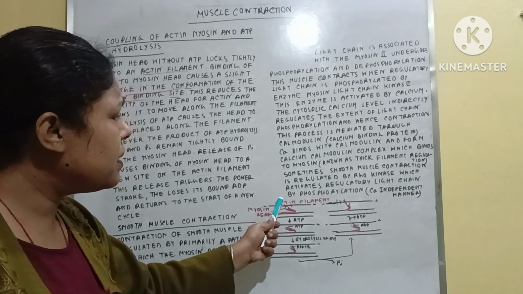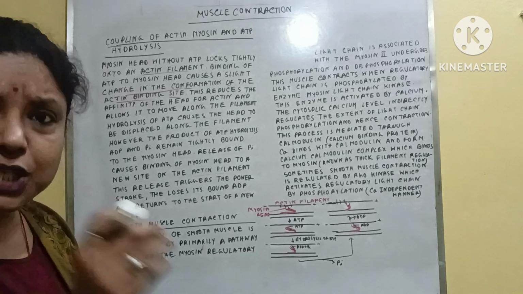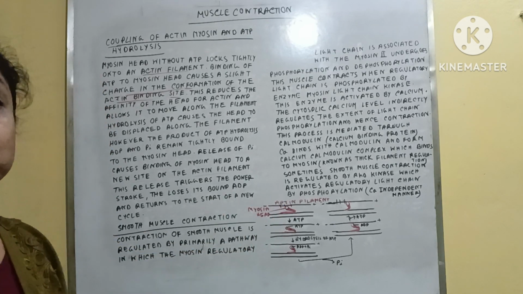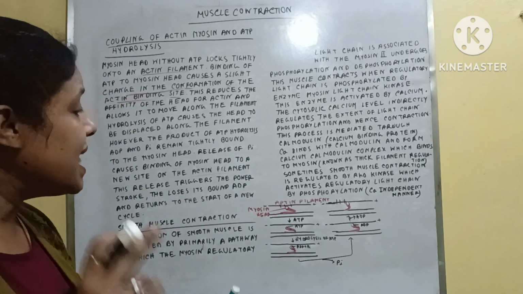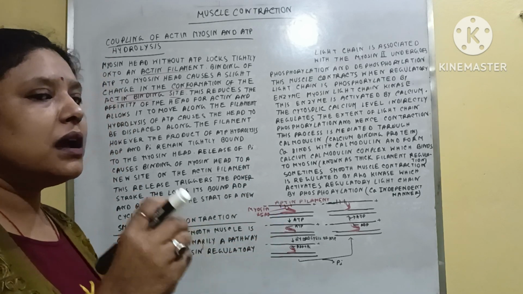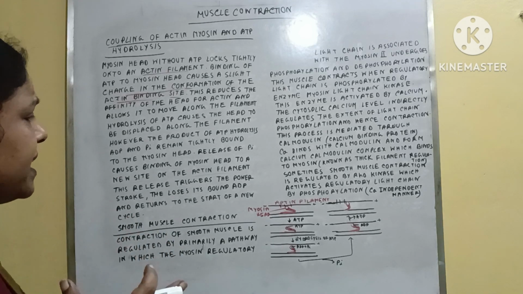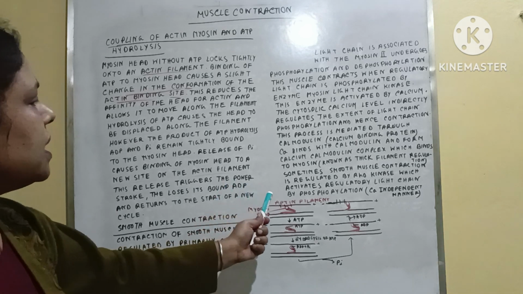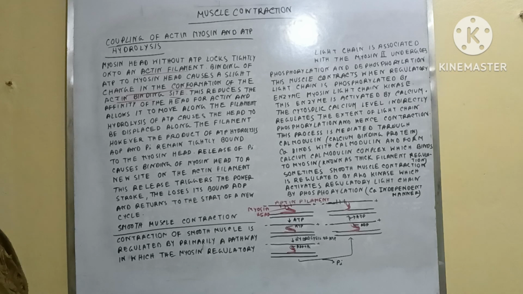So if the myosin head tries to bind with this actin filament at this position, it is impossible for this myosin head to bind at that position. Why? Because a conformational change is occurring at the binding site. That's why the myosin head has no advantage in binding to the same position of the actin filament. Clear? So the position is changed here.